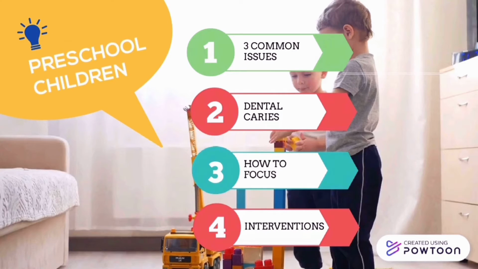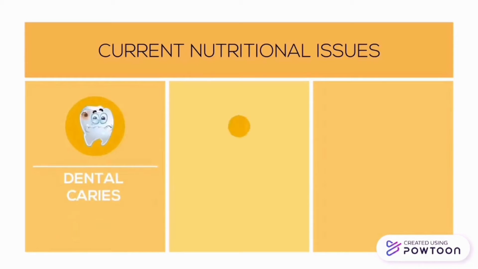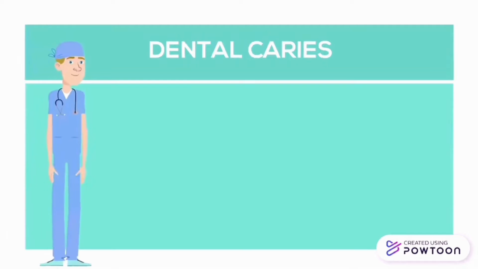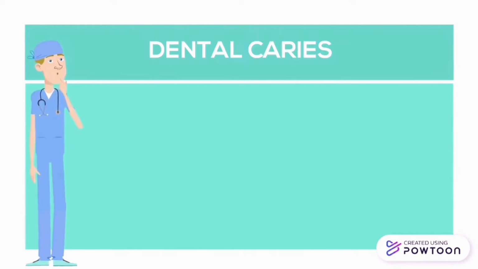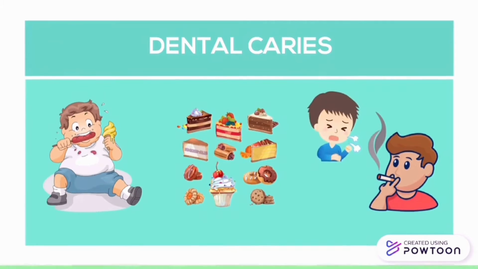So let's get started. According to the selected articles, three main issues that we find out most associated with preschool children are dental caries, stunting, and autism spectrum disorder. A research about dental caries was done to find where the prevalence of dental caries is positively associated with nutritional status, sugar, and secondhand smoke exposure among preschoolers.